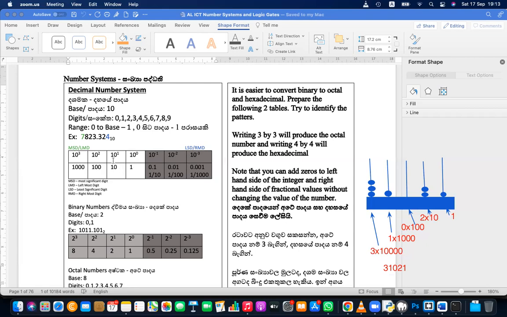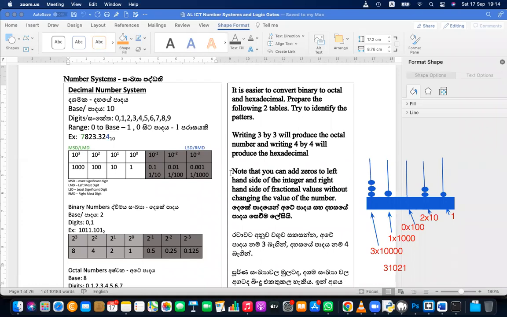But on the other hand, when you go from left to right, what will happen? 1000, 10 to the power 3, 1000. Divide by 10, 100. Divide by 10, 10. 10 divided by 10 is 1. 1 divided by 10 is 0.1. 0.1 divided by 10 is 0.01. 0.01 divided by 10 is 0.001. So this will happen when you go to the right hand side.